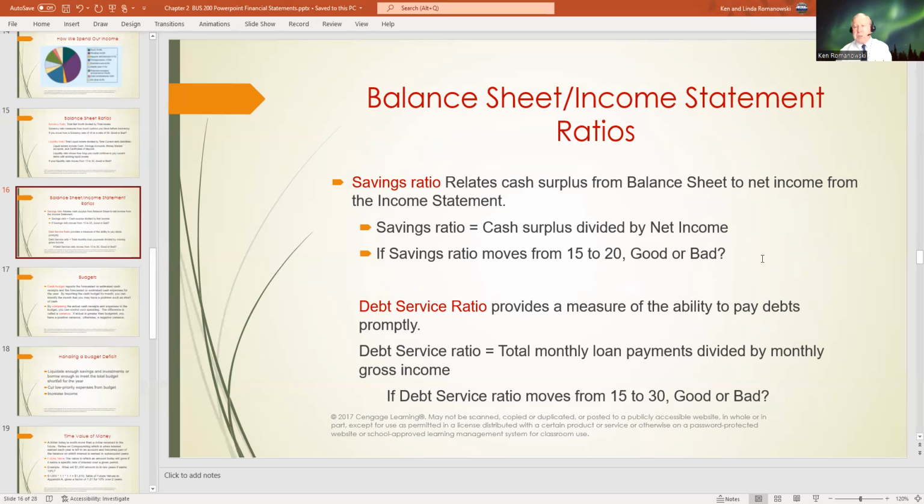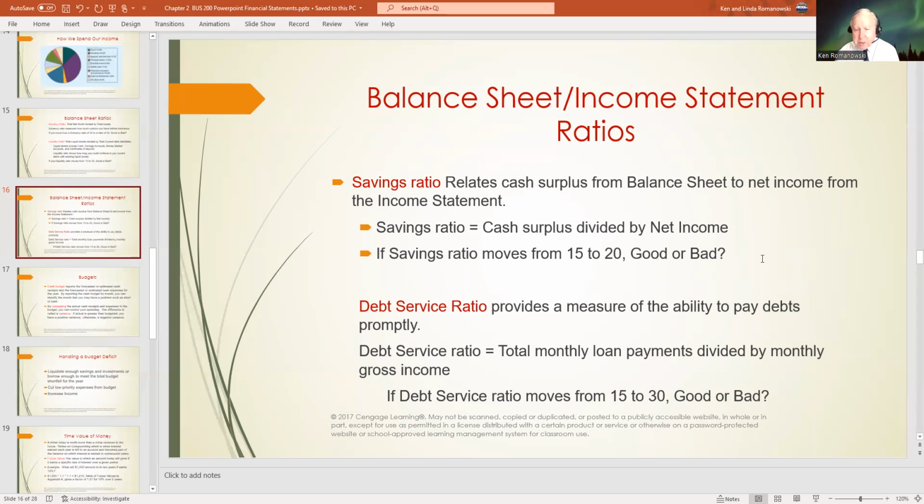So we have a savings ratio. So in this case, you want to look at your cash surplus from your balance sheet. So this relates the cash surplus of your balance sheet to your net income, which is on the income statement. So the savings ratio is where you take the cash surplus divided by the net income. So if your savings ratio moves from 15 to 20, that's a good sign that means that you're saving a higher percentage of your income.